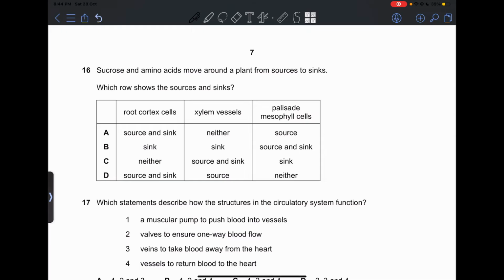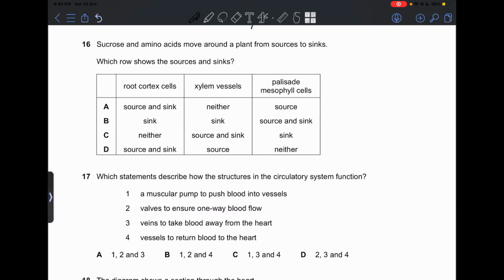16. Sucrose and amino acids move around a plant from sources to sinks. Which row shows the sources and the sinks? So we know that the root cortex cells can actually act as both a source and a sink. This is because they provide nutrients from the root to the plant, and also they can act as a sink because they receive nutrients from the plant so they can perform their functions. And the xylem vessels are actually a transportation vessel. So they are not a source or a sink. They are neither. Palisade mesophyll cells are sources, of course, because this is where the main photosynthesis occurs, and this provides the glucose and everything for the plant. So our answer is going to be A.